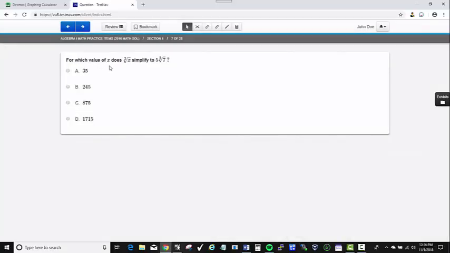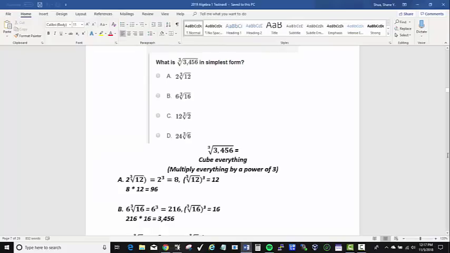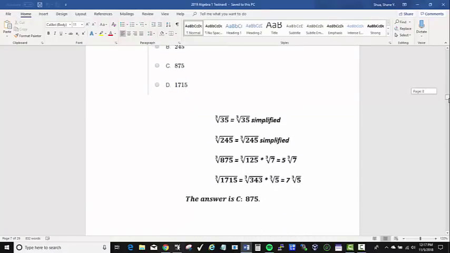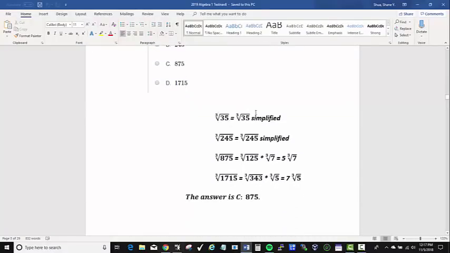For which value of x does the cube root of x simplify to be 5 the cube root of 7? All you need to do is plug in each of these for the x, see if it gives you this one back. Okay? So, now, the cube root of 35, well, that's already simplified. Can't do anything else with that. Cube root of 245 is also simplified. Can't do anything else with that.